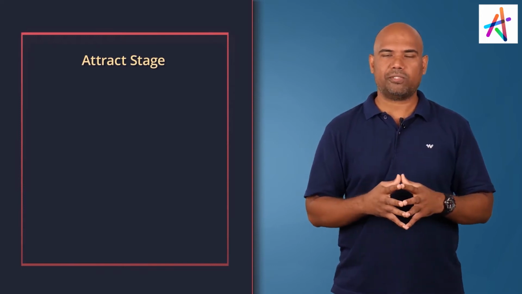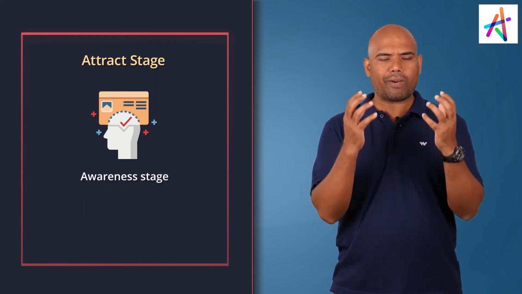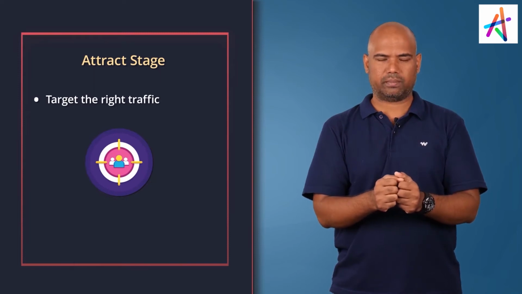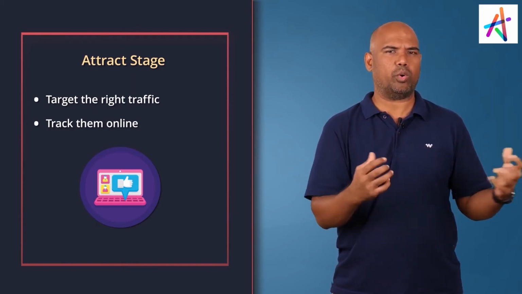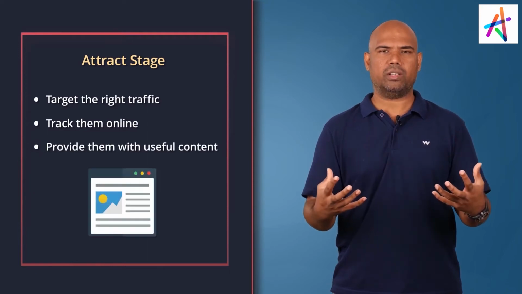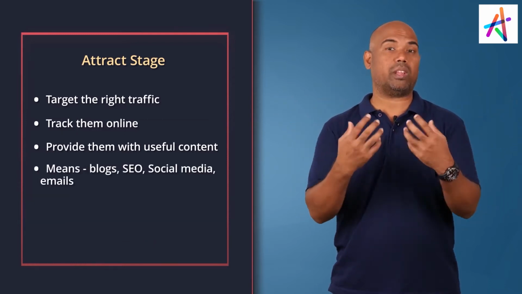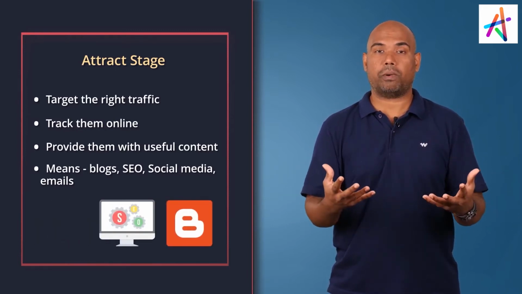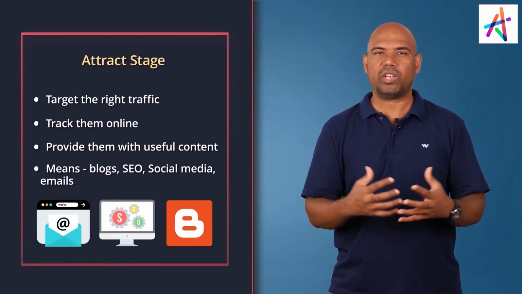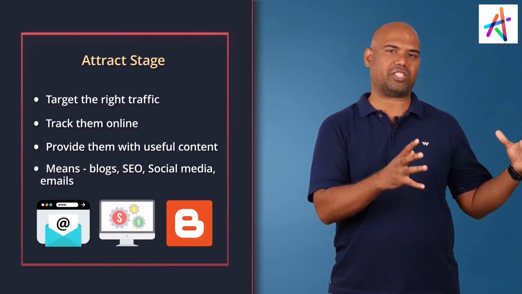Okay, let's look at the attract stage in depth. In the purchase funnel, this is what I call the awareness stage. In this stage, we are going to find the right target audience. Number two, we are going to find out where these people hang out online. Which sites do they spend more time on? Then you create content that talks to them directly. And last but not the least, you look at the different means by which you can communicate that very effectively. With the power of blogs, perhaps, search engine optimization or SEO, emails, social channels, you name it. Look at all perspectives to reach out to that target audience. That's what the attract stage is about.